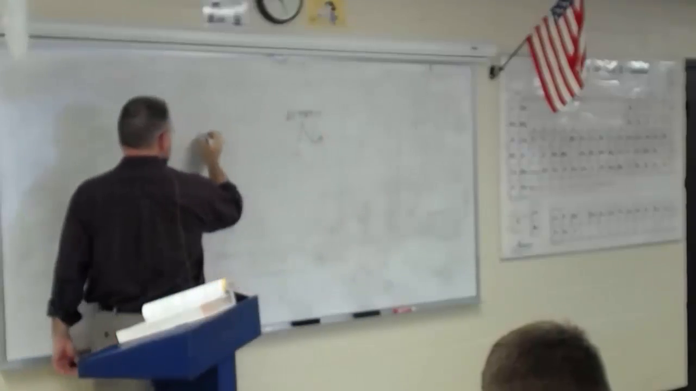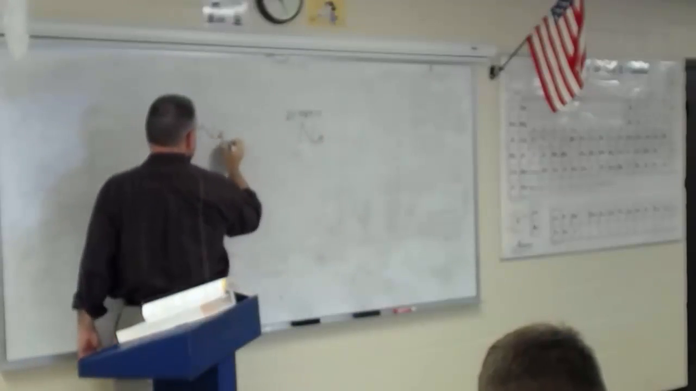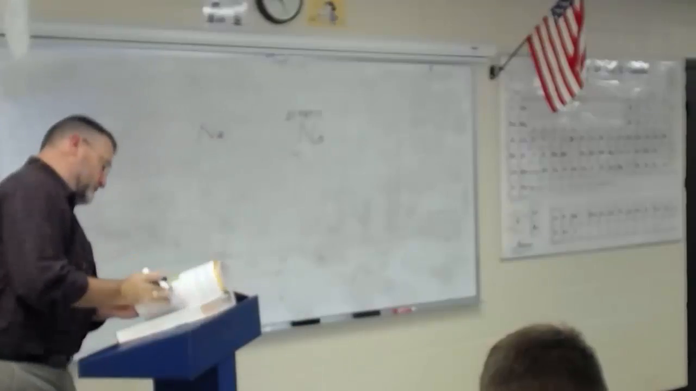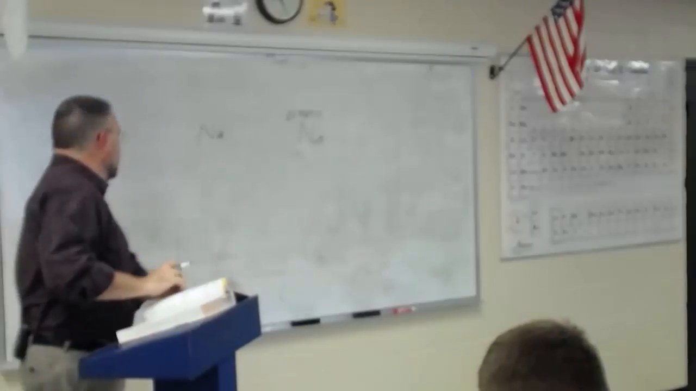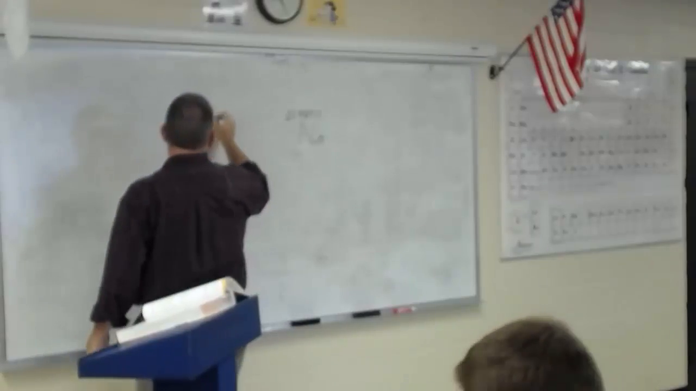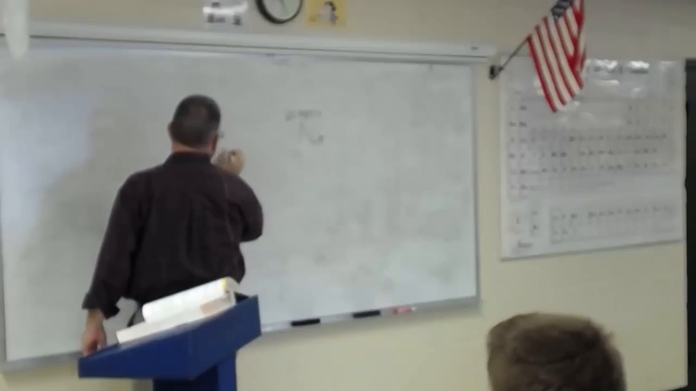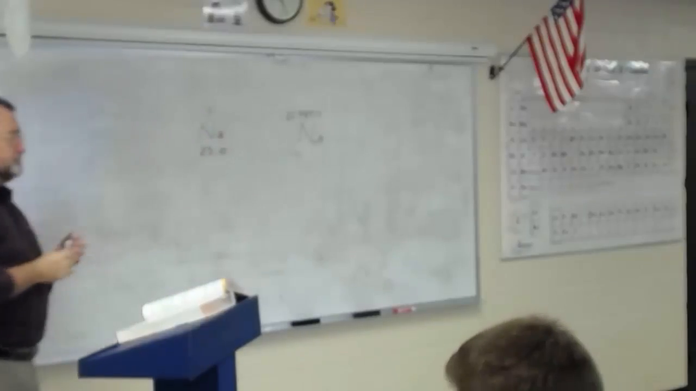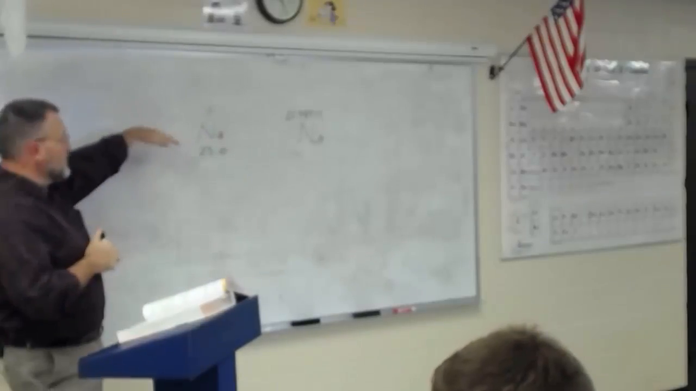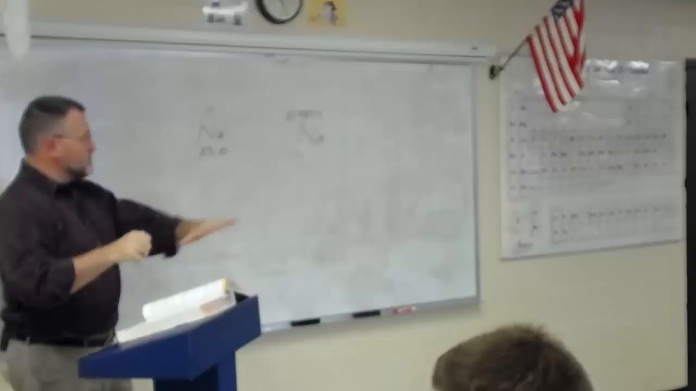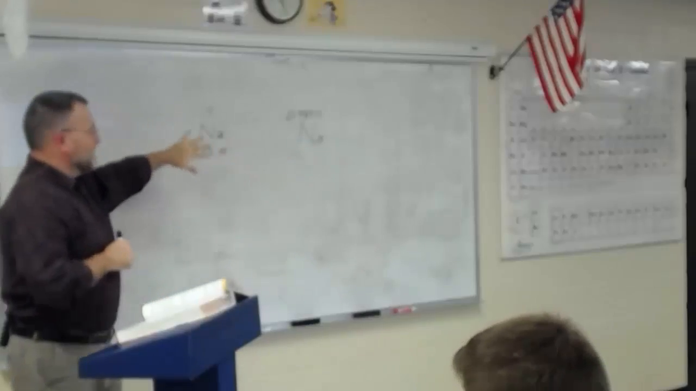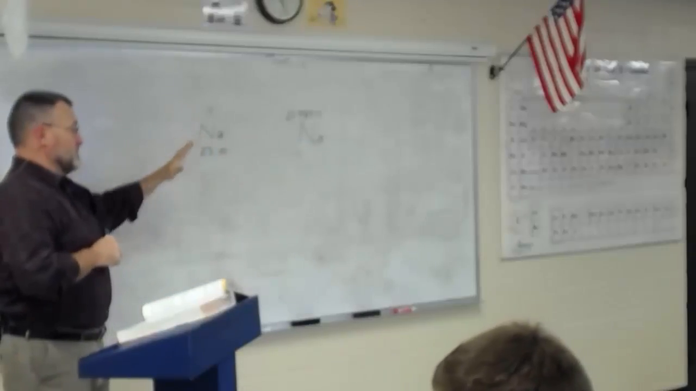How's it represented in your textbook? Well, sodium has an 11 on top and a 23.0 on the bottom. So these are the two different ways, from what you have in your textbook and what you have in front of the classroom, that the same information is represented on both of these charts.